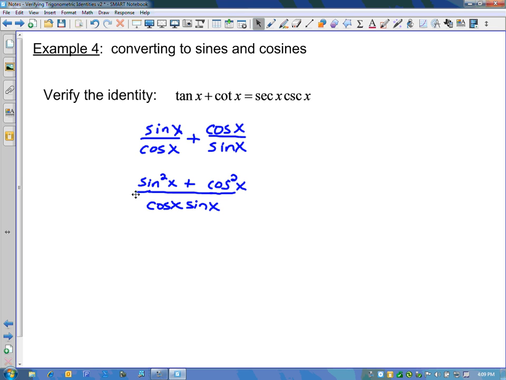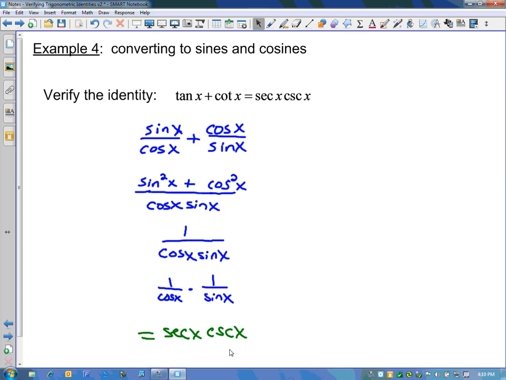I wasn't specifically trying to do that, but very often when you're working towards your goal, good things happen. So sine squared plus cosine squared equals 1, so I make that substitution. And I also want to notice that I do want secant and cosecant, so I'm going to break this up into 1 over cosine times 1 over sine. And 1 over cosine is secant, 1 over sine is cosecant, so we have exactly what we're looking for, and the identity is verified.